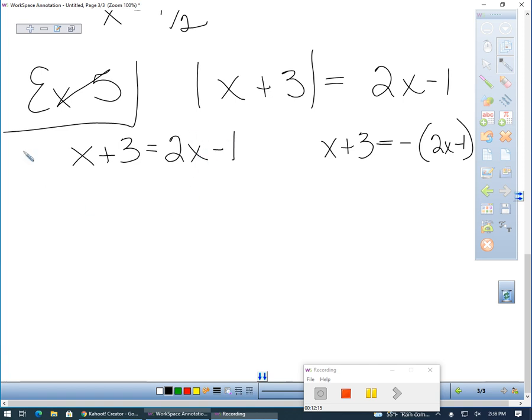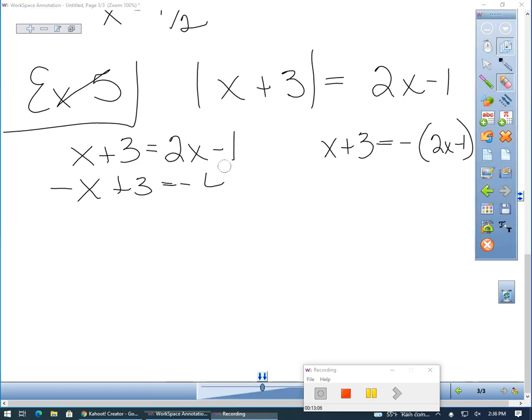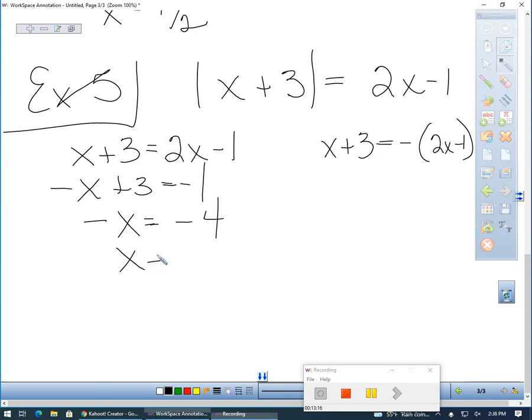So here I'm going to subtract 2x to the side. I get negative x plus 3 equals negative 1. Whoops, that's negative 1. Then I go ahead and subtract 3 to that side. I get negative x equals negative 4. So x equals positive 4. That's one of our solutions.